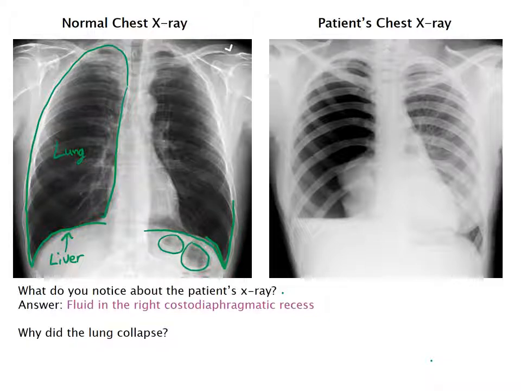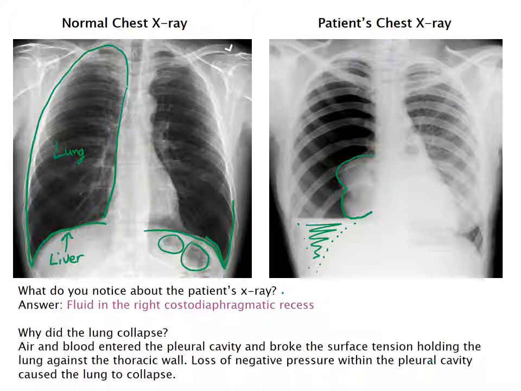So now let's turn our attention back to our patient. Notice how you can no longer visualize the right costophrenic angle. Instead, you see all of this fluid filling the costodiaphragmatic recess. This patient not only has fluid in their pleural space, but also has a collapsed lung, as outlined here.